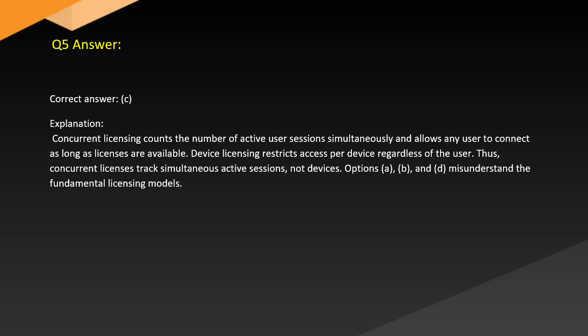Device licensing restricts access per device regardless of the user. Thus, concurrent licenses track simultaneous active sessions, not devices. Options A, B, and D misunderstand the fundamental licensing models.